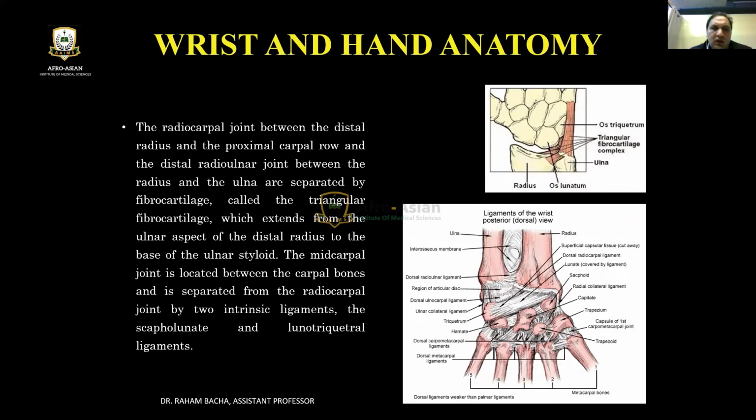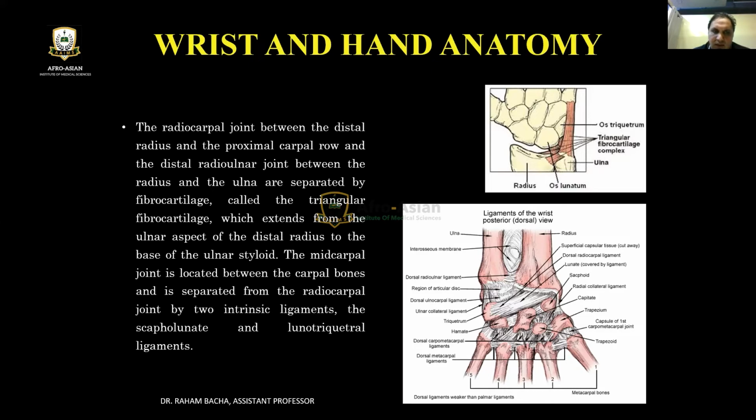The radiocarpal joint between the distal radius and the proximal row of the carpal bones, and the distal radioulnar joint between the radius and the ulna, are separated by fibrocartilage called the triangular fibrocartilage complex, which extends from the ulnar aspect of the distal radius to the base of the ulnar styloid.